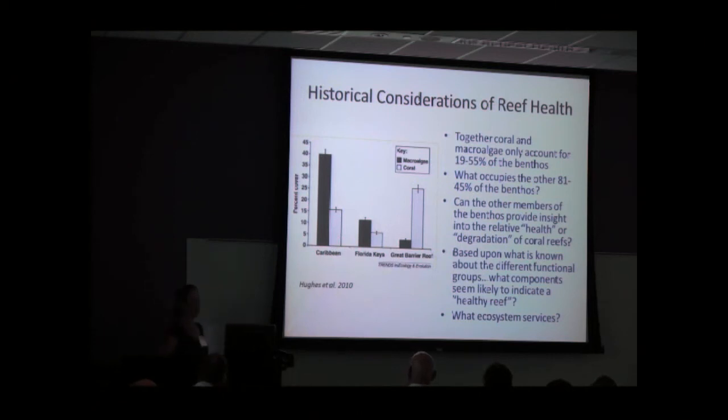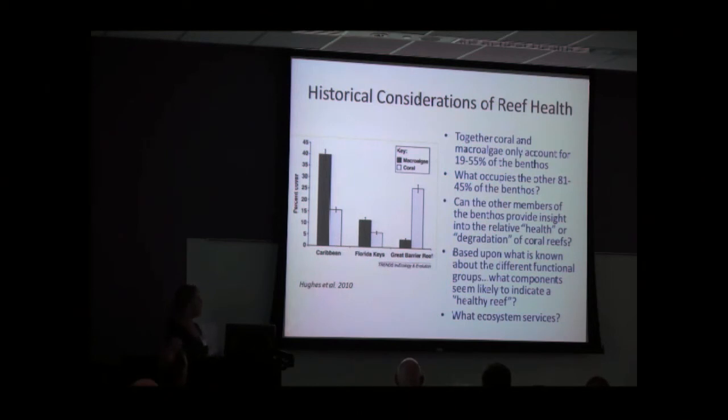And they realized, well, hey, if we look at these two functional groups, coral and macroalgae together, they only account for about 19 to 55% of the benthos. So I would argue, what occupies the other 81 to 45% of the reef benthos? What is this so-called dark matter on reefs? And can the other members of the reef benthos actually provide insight into the relative health or degradation of coral reefs?